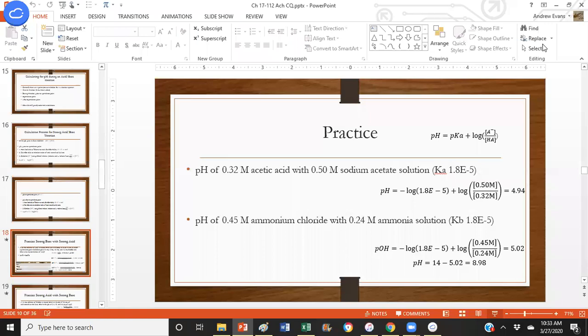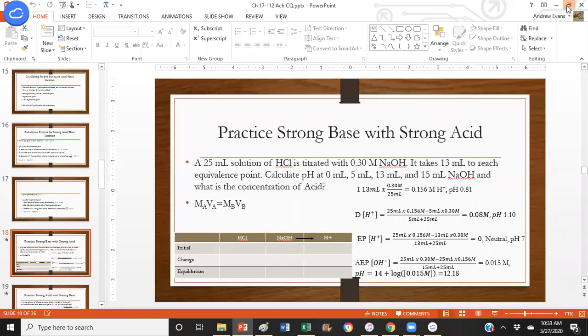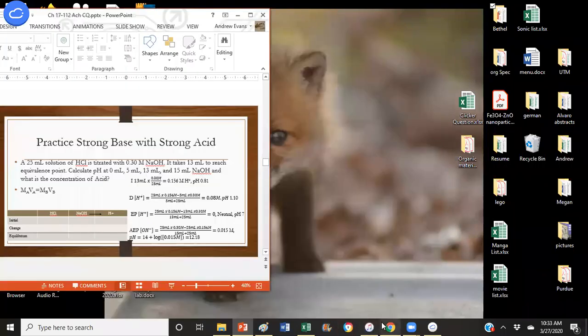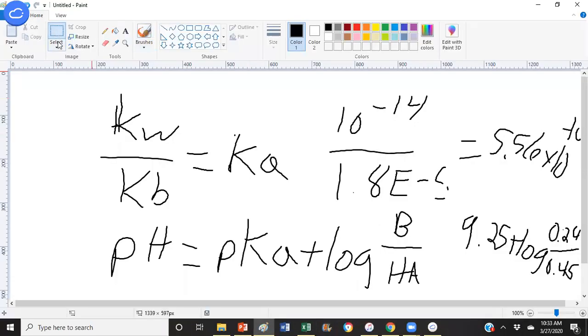We have a homework problem kind of like this. So let me write this down somewhere where I can work this out. Paint. Select all. Delete.